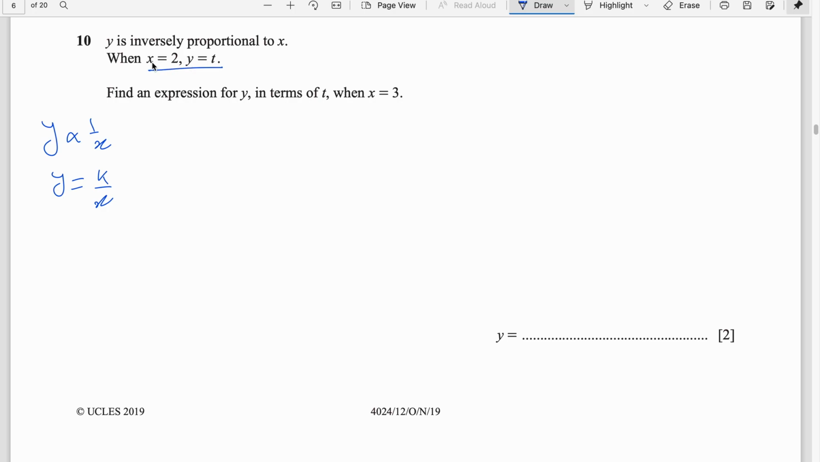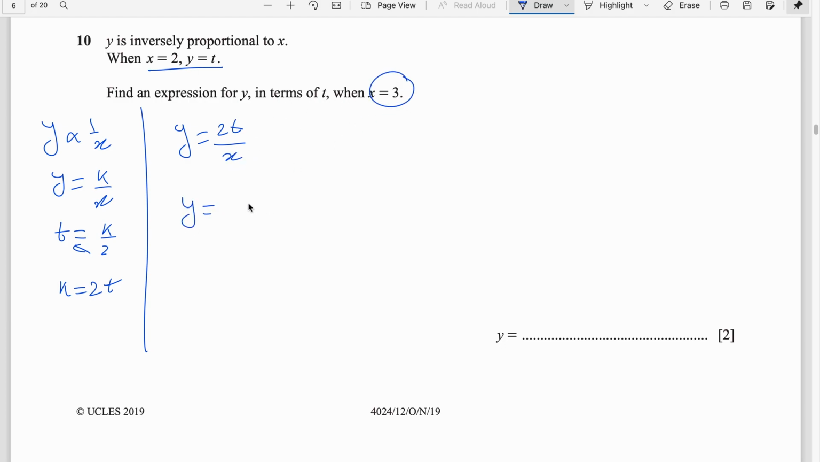So we use this set of values: when x is 2, y is t. So t equals k by 2 and k becomes 2t. So my equation is y equals, replacing k in this equation, 2t by x. So the new value in terms of t when x is 3: y equals 2t by 3.